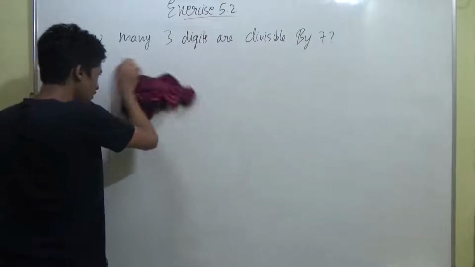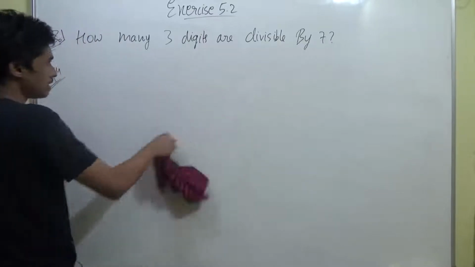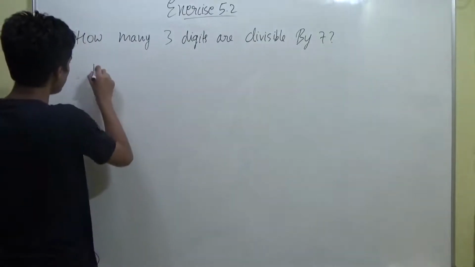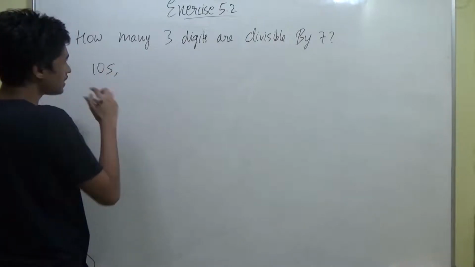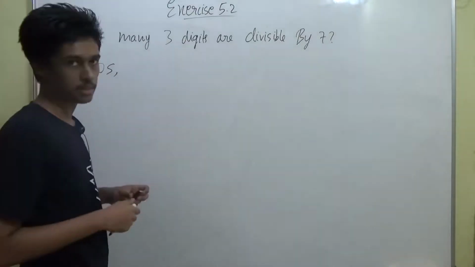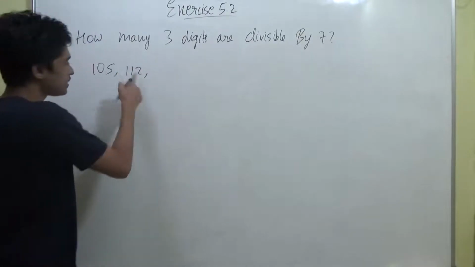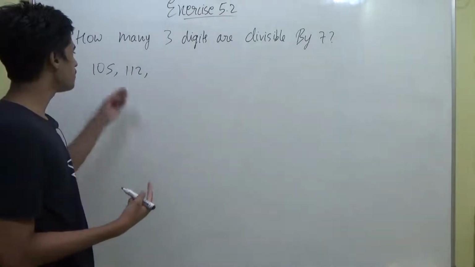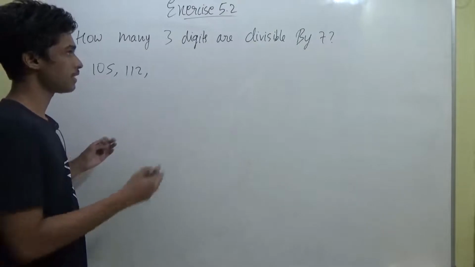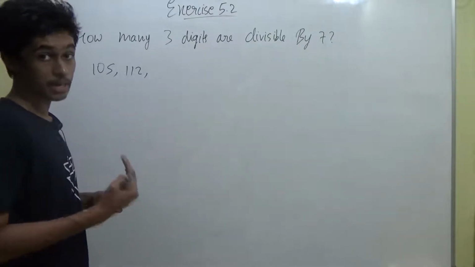That will become your first 3 digit number, right? It is 105. After 105, which will be the next 3 digit number which will be divisible by 7? That will be 112, right? Plus 7. Getting it? Between them, no numbers will be divisible by 7. It should be a multiple of 7.